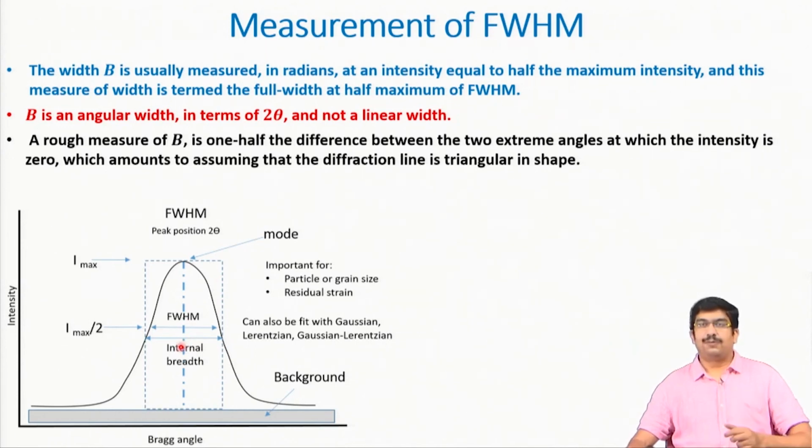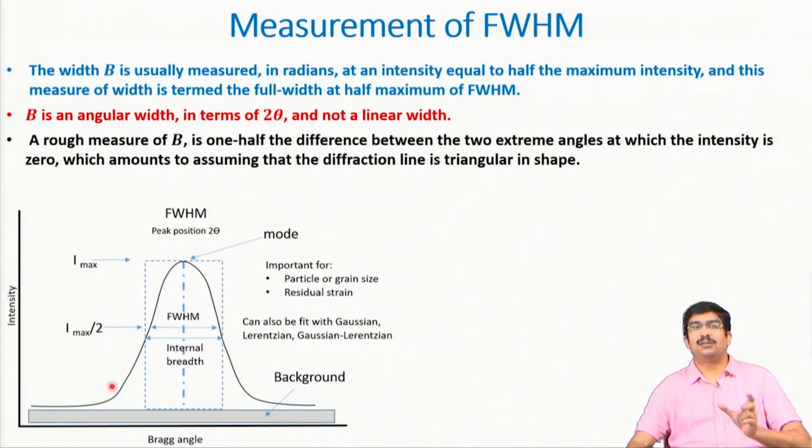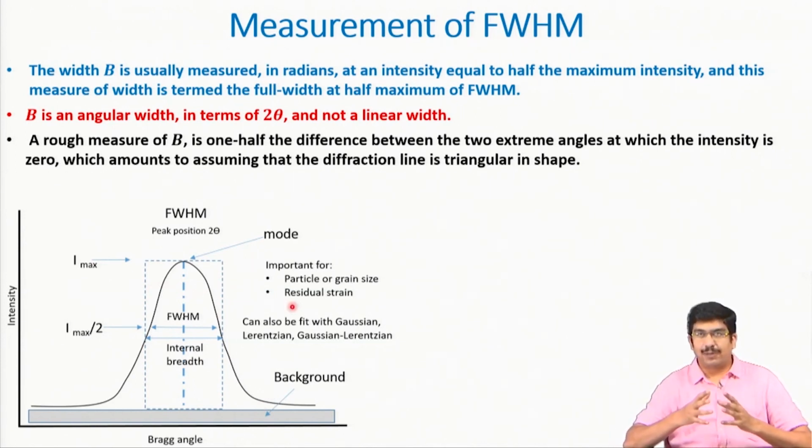Also, we can measure the width of the peak by measuring these two angles, taking the difference of these two angles where the intensity becomes basically 0. So, at the points where the intensity becomes 0 or very, very small, if we take the difference between these two angles, that also gives us the full width at half maximum, B. Okay. So, this is the way of measuring the width of a peak.